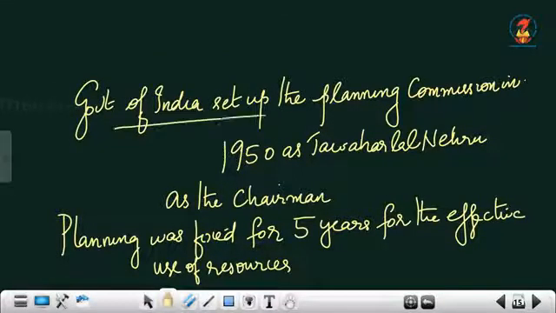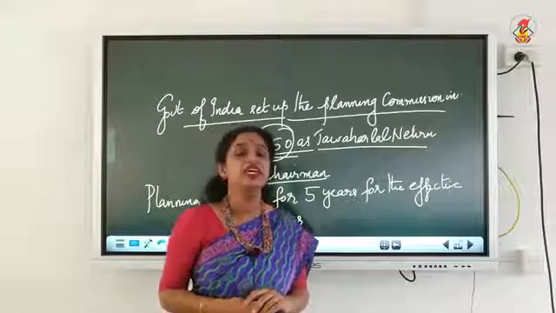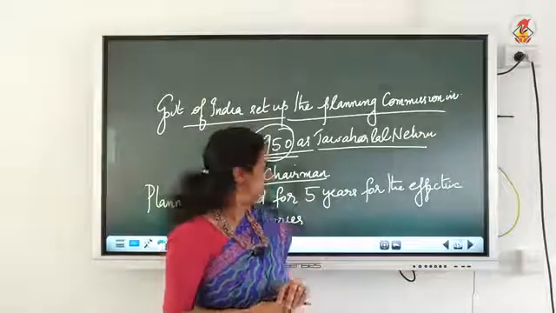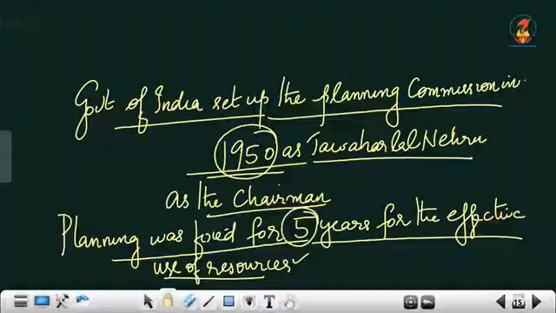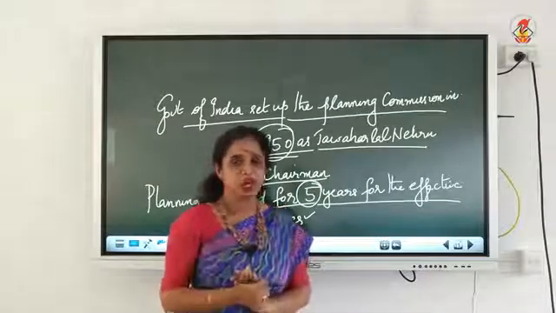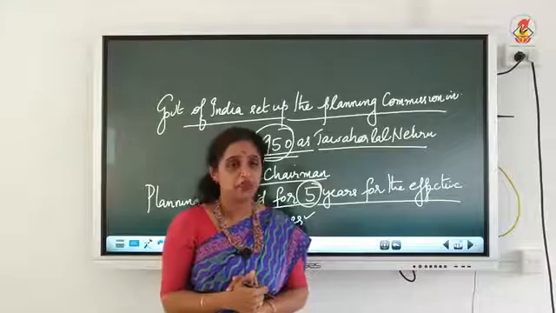Now, Government of India on the basis of that objective set up a planning commission in 1950 with Jawaharlal Nehru as the chairman. So, under the leadership of Jawaharlal Nehru as chairman in 1950, a planning commission was adopted by India. Planning was fixed for 5 years. For how many years was the planning fixed? 5 years. The planning was fixed for 5 years for what? For the effective use of resources. What to produce, how to produce, for whom to produce.